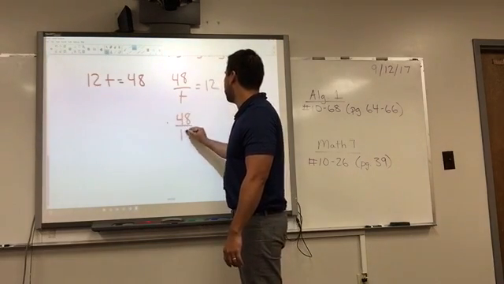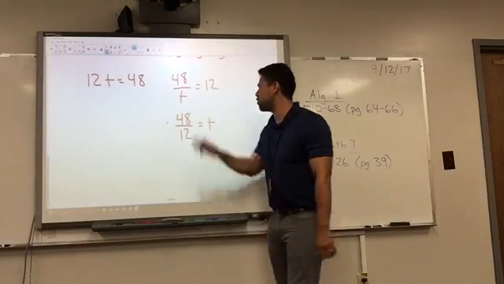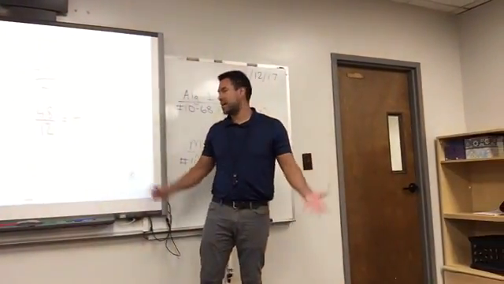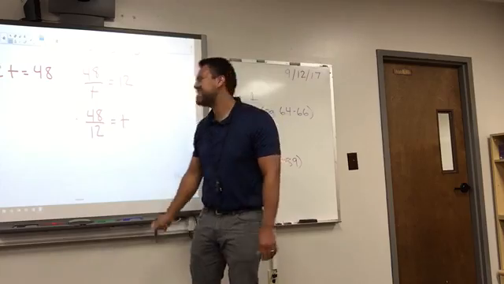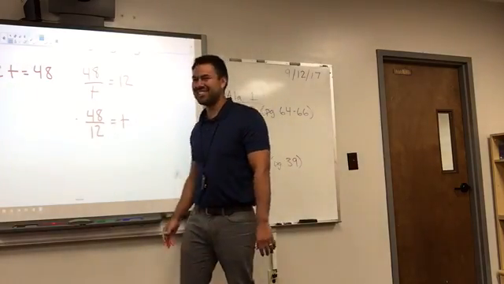48 divided by 12 equals t. Which one's the most useful, first or second? Second one. What's 48 divided by 12? 4. Yes, 4. T equals 4.